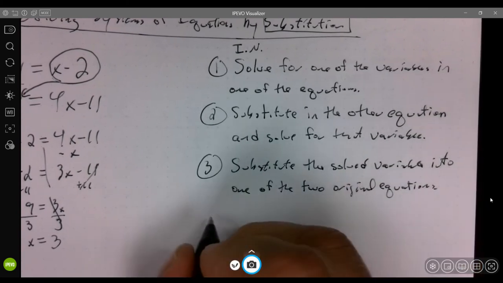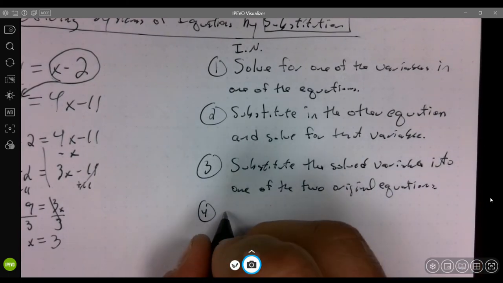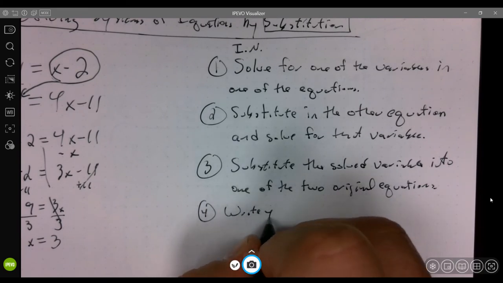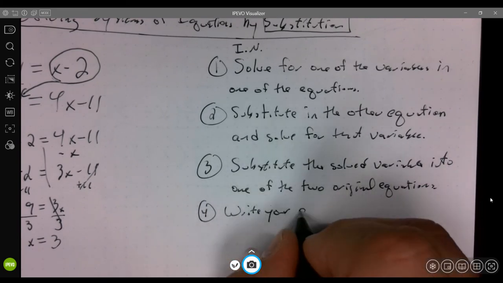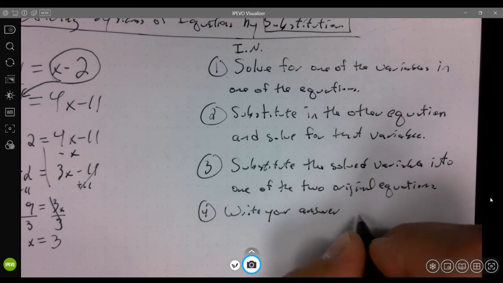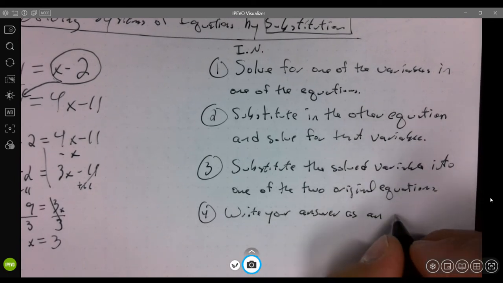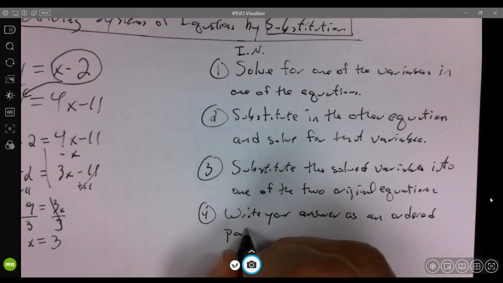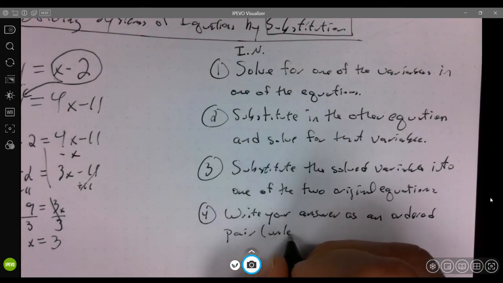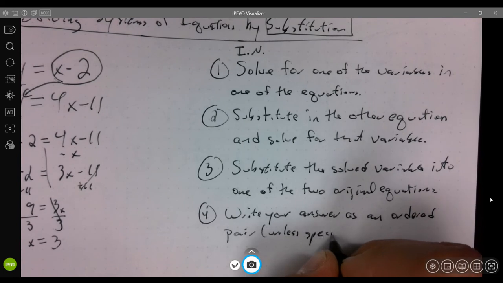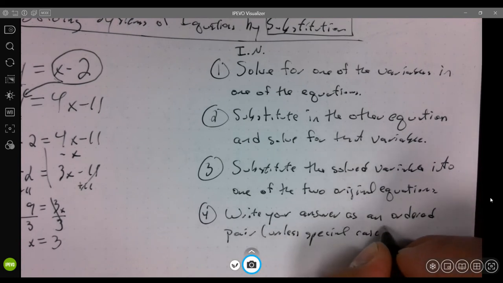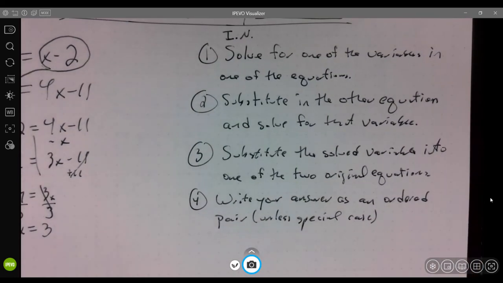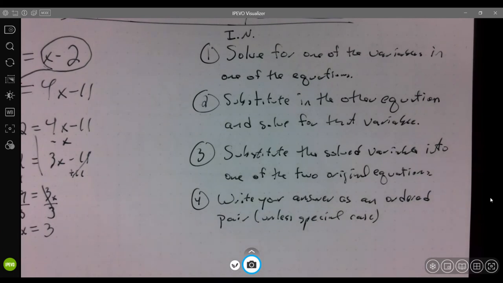And then lastly, I'm going to put this as a step. Write your answer as an ordered pair, and I'm going to put in parentheses, unless a special case. We do have special cases. You can have parallel lines where they never cross, or you can have lines that are graphed on top of each other where they cross everywhere. We're not going to get to those right now, though.